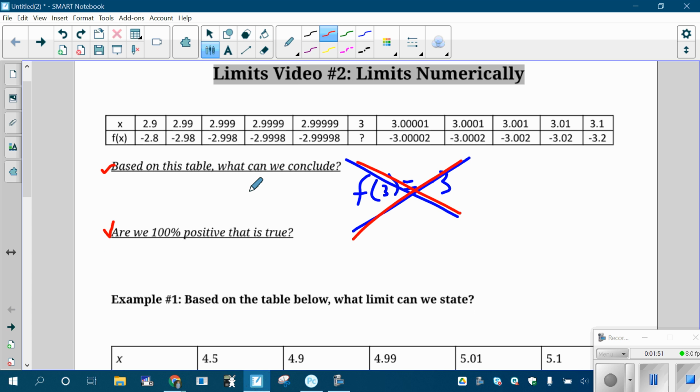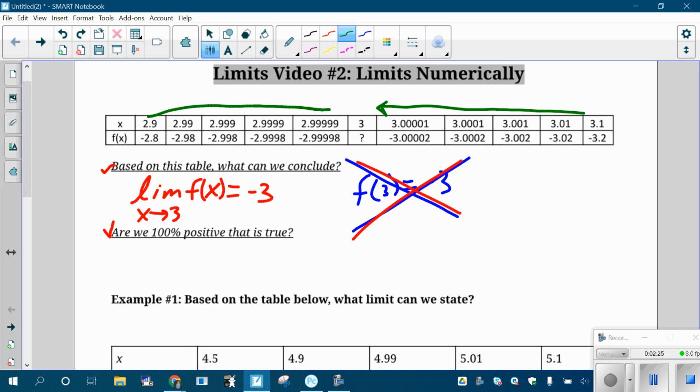What we can say, though, is that as your x values get close to 3, your y values are getting close to negative 3. So what can we actually conclude is a limit statement. We can conclude based on this table, and you can look at it and say, hey, as your x values are getting closer to 3, our y values, our f of x values, are getting closer to negative 3. That is definitely true, okay? And notice that we have x values getting close to 3 from the right, and x values getting close to 3 from the left. And in both cases, these are getting closer and closer to negative 3.